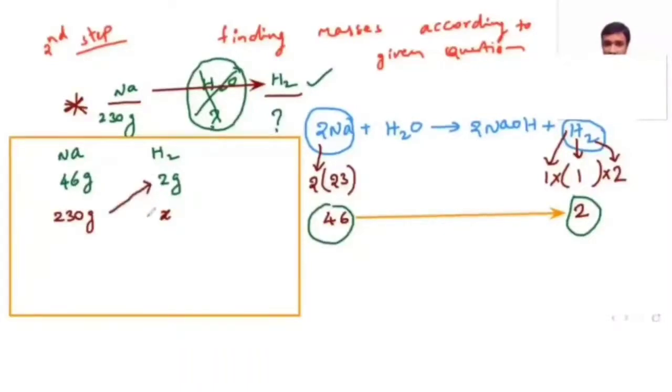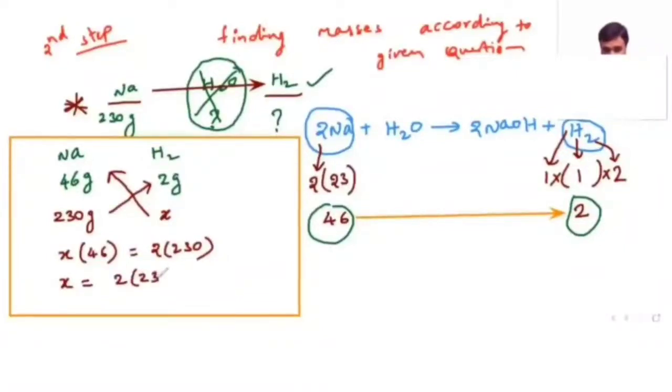So here, using the law of constant proportion, the ratio is always the same. Then the cross products become equal. According to the law of constant proportion, the ratios are the same, so the cross products must be equal. So X into 46 is equal to 2 into 230. Cross product is taken. Here I want X, so the remaining I am transposing towards the right. So X equals 2 into 230 divided by 46. Then the cancellation part: 46 is 2 times 23, and 230 is 23 times 10.